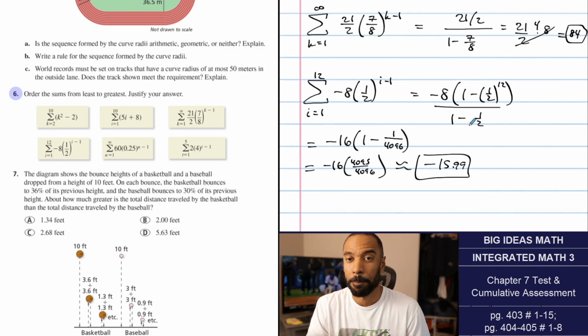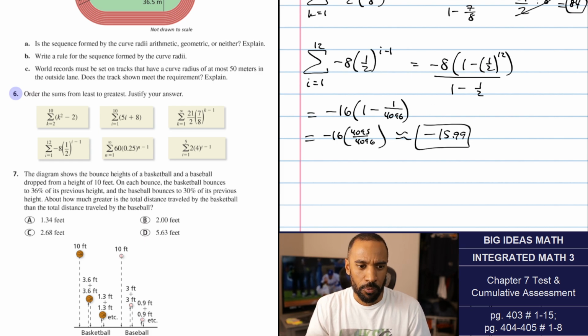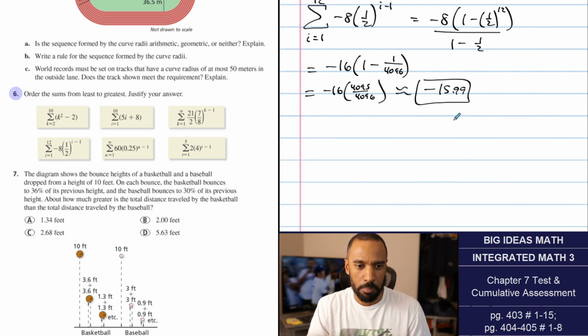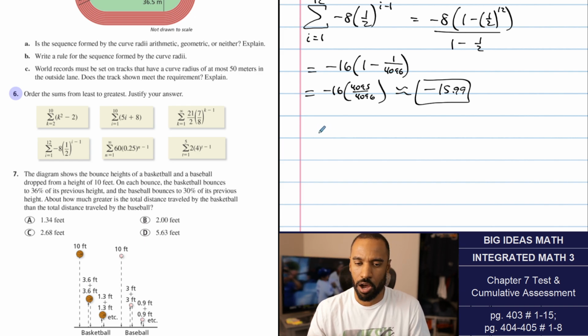It's the only one that's negative. So far everything's in line. What I have to figure out is whether this one is smaller or bigger than that 21 over 2 value. This is also an infinite set.